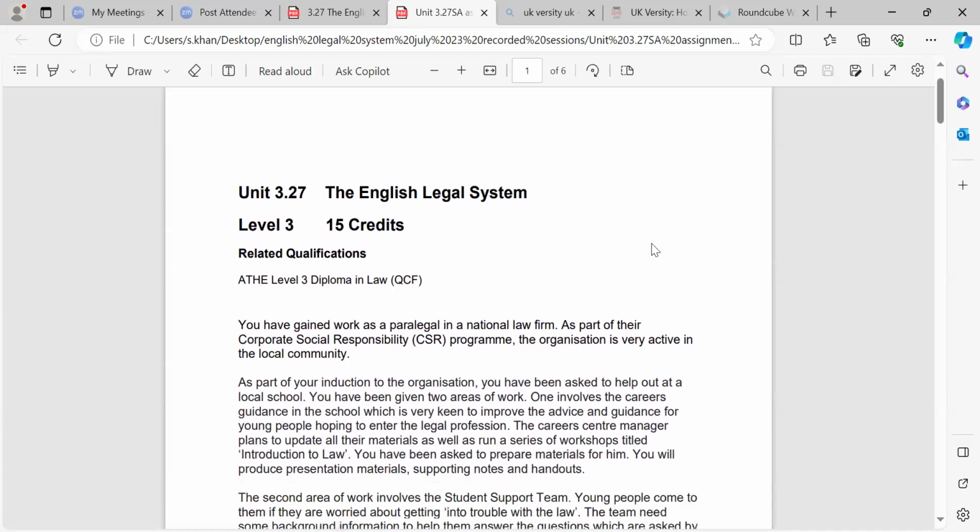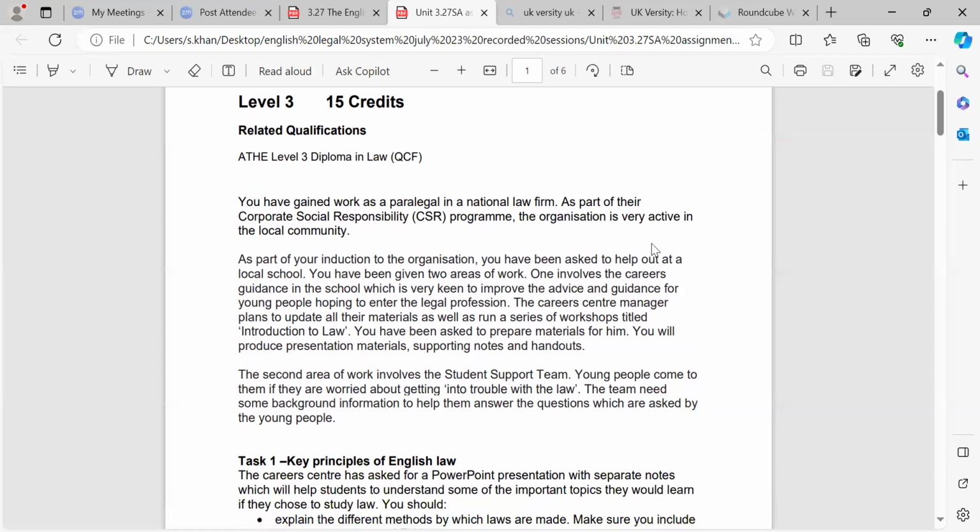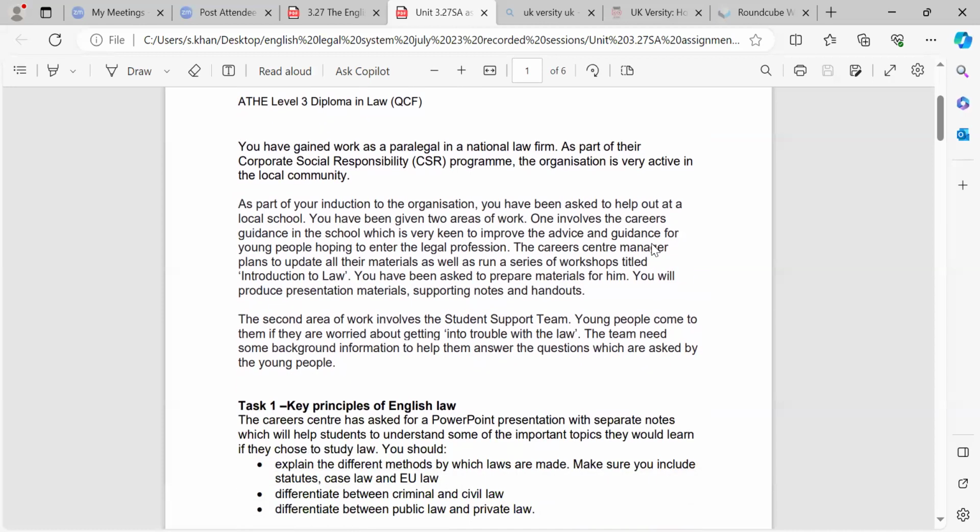So let's go through the assignment and what the expectation is for this assignment. As we mentioned, it's Unit 3.27, the English legal system, Level 3, 15 credits, and the qualification is ATHE, Level 3 Diploma in Law, QCF. So these are the scenarios you have to deal with, with some tasks to do.